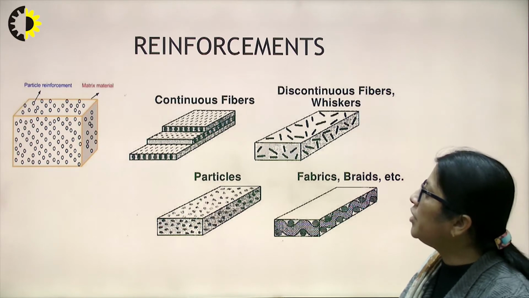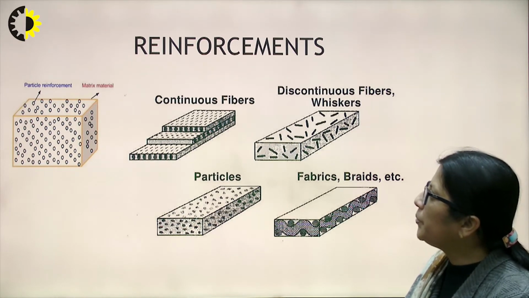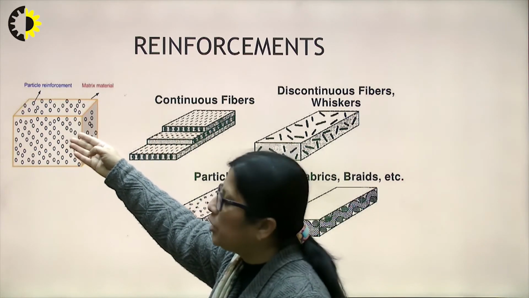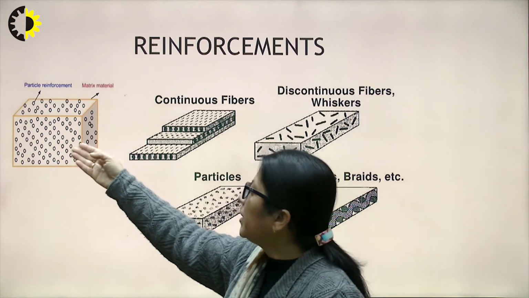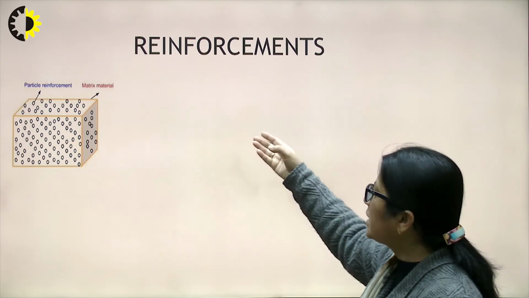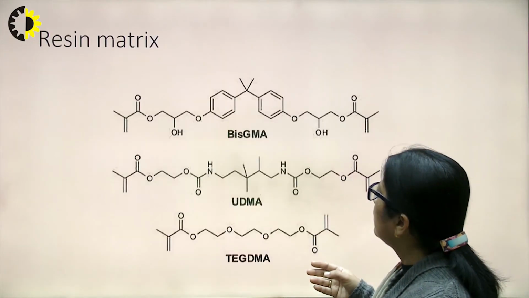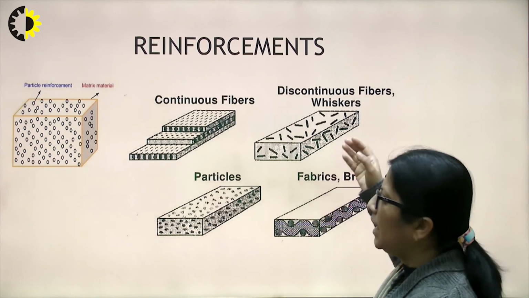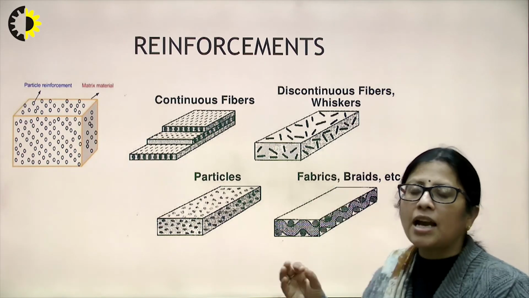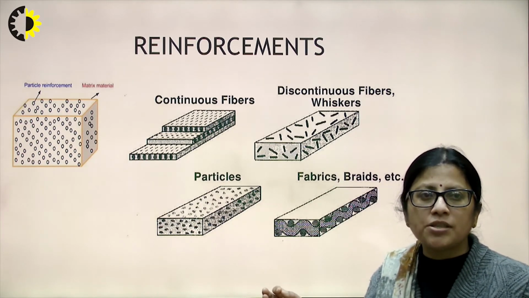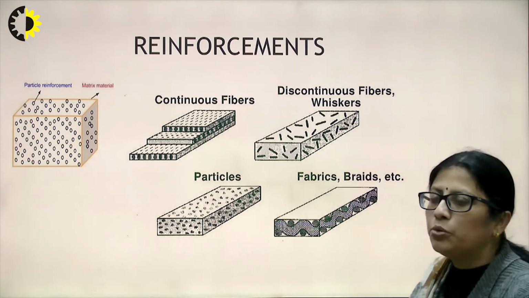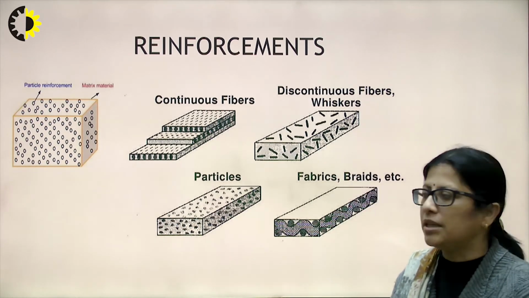Here I am showing the different reinforcement materials that we can use. Here is the particle reinforcement. We can use metallic particles dispersed in the matrix phase. Then there can be continuous, long fibers. Then we can use discontinuous fibers or whiskers. Whiskers are elongated materials having pointed edges. Then we can use different particles. Then different fabrics can be used as reinforcement materials.